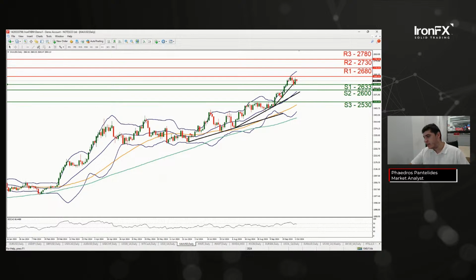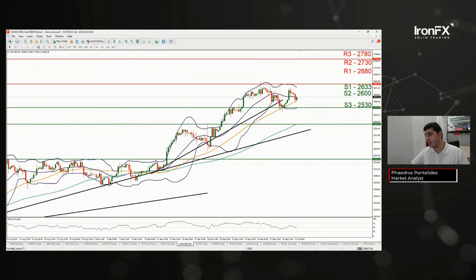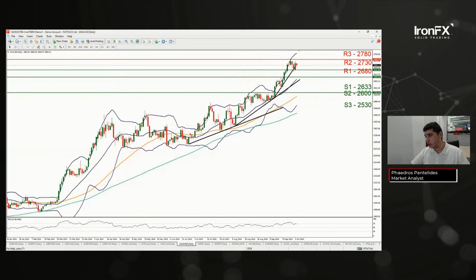Maybe for today it stays between S1 and R1, and then if Israel retaliates against Iran, it could aim for the all-time high and move higher. For now, if you are using the 4 hour time frame, I would be maintaining a relatively sideways bias between S1 and R1, so 2,633 and R1 at 2,680.